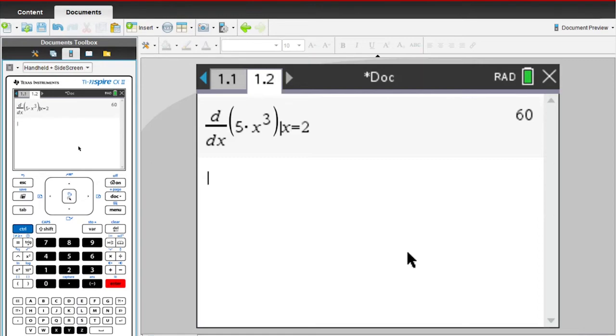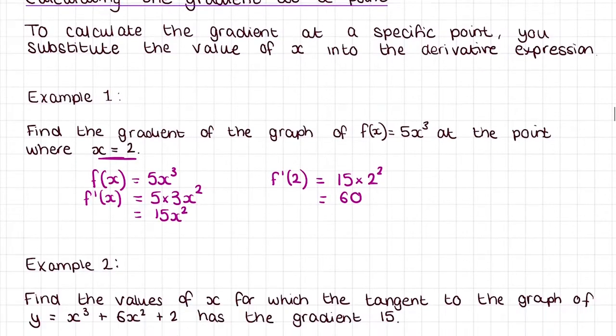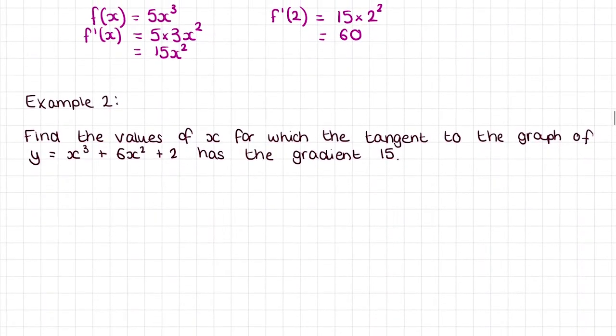Let's go back for example 2. So example 2, find the values of x for which the tangent to the graph of y equals x cubed plus 6x squared plus 2 has a gradient of 15. So remember, when we're finding the gradient, if we have a graph of something and we want the tangent at a certain point, remember that tangent is that line that cuts the graph like that. So we're actually finding the gradient of that line, and that's our tangent line.